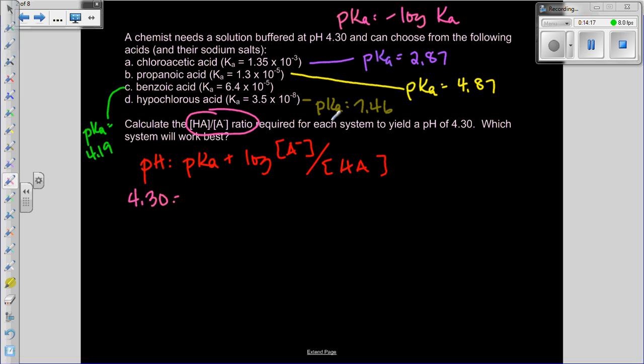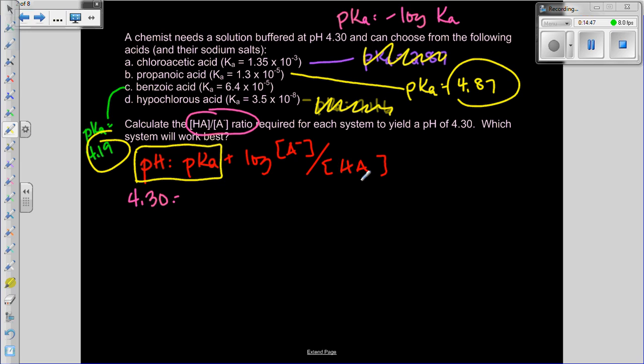Now, remember we talked about in the previous slide how the ideal buffer is one where pH and pKa are really close to each other because we want this ratio to be as close to 1 as possible. So if I look at these pKa values I've calculated, I don't want chloroacetic acid, it's too far off. I don't want hypochlorous acid, it's too far off. If I look at these two, kind of close. 4.19 is much closer than 4.87, so I'm going to start with the 4.19, and I'm going to put that in as my pKa, plus the log of the conjugate base concentration divided by concentration of the acid.